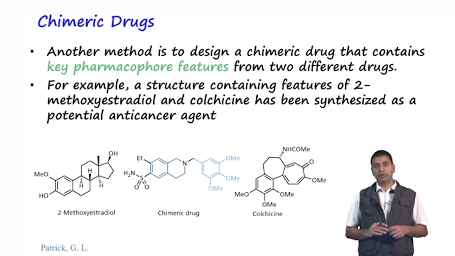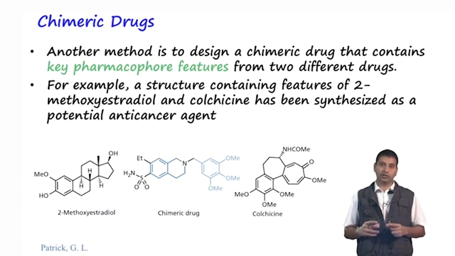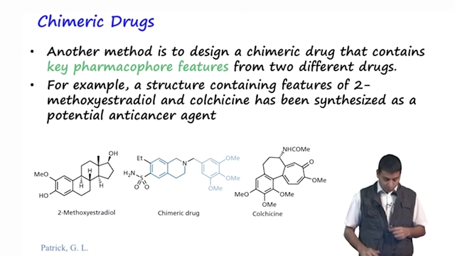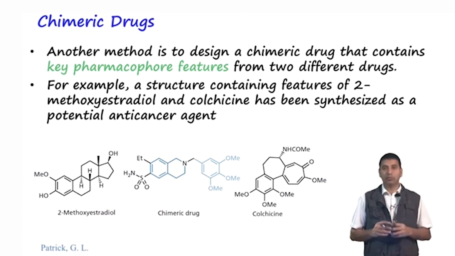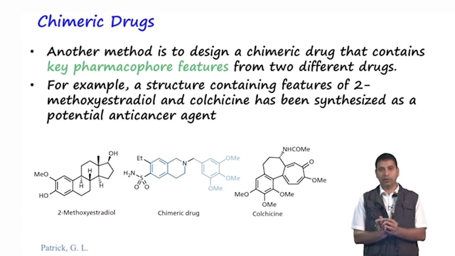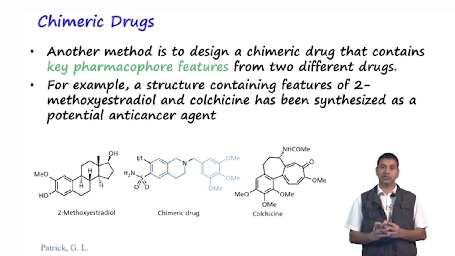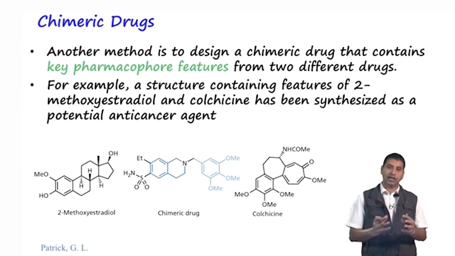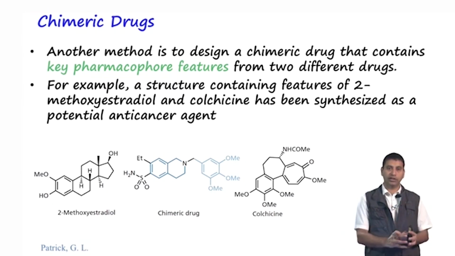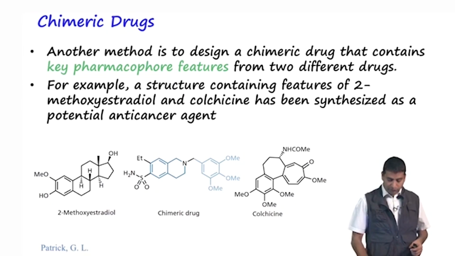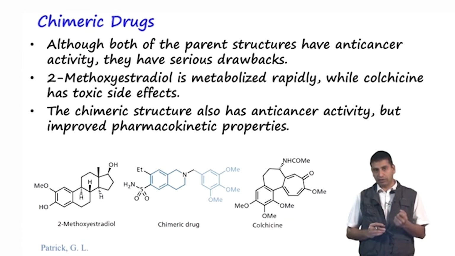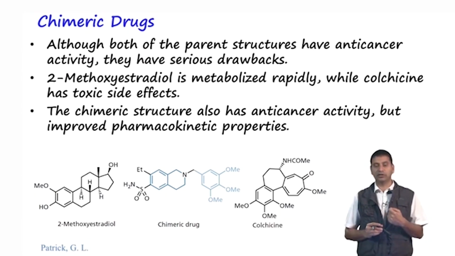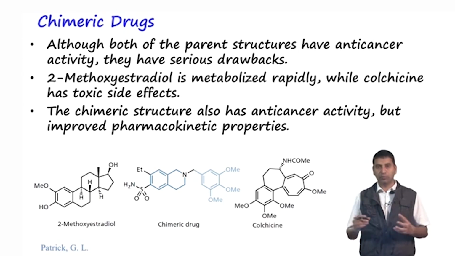The next methodology that we would use is to use chimeric drugs. So, here this contains key pharmacofeatures from two different drugs. Okay. And the example here is 2-methoxyestradiol as well as colchicine, and both of these are potential anti-cancer drugs. But now when you make a chimera of these two, you mix some of the essential features of the colchicine as well as the essential components of 2-methoxyestradiol, and you make this chimeric drug which has some of these features in it. So, although both the parent structures are very important, they have some serious drawbacks such as side effects. So, the chimeric structure also has anti-cancer activity, but because we have merged only the important functional groups of these molecules, it seems to have better pharmacokinetic properties.